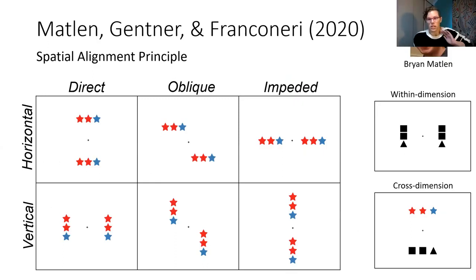So they gave stimuli just like the ones I showed you, horizontal figures and vertical figures, either in direct alignment, impeded alignment, or sort of in between on a diagonal. And they had stimuli that were within dimensions, so both determined by shape or both by color, and also these cross-dimension pairs where you had one of each. And just in general, the patterns they found were the same for both kinds of trials. What did they find?